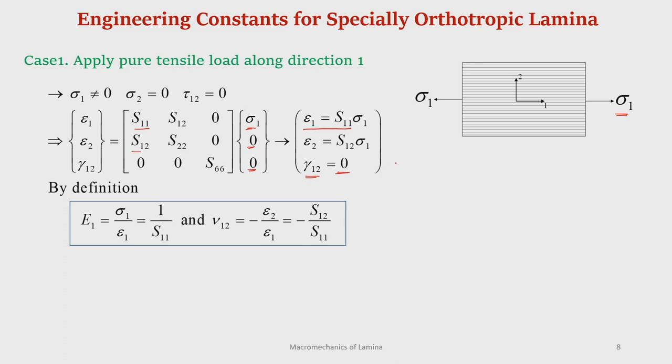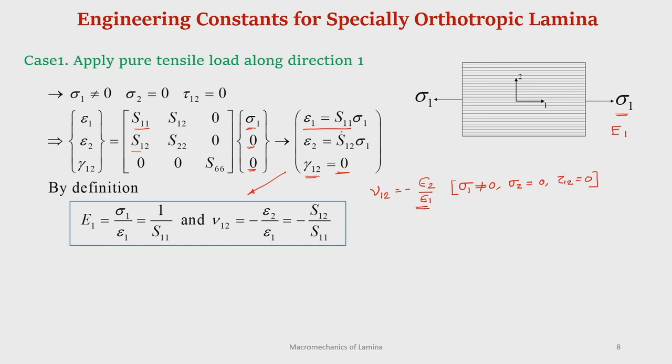Now, by definition of Young's modulus, what is the Young's modulus along 1, E1? E1 is defined as the ratio of sigma 1 by epsilon 1. We have applied sigma 1 as the stress along 1 and the corresponding strain is epsilon 1. Therefore, we can write that E1 is equal to 1 by S11. Similarly, by definition of Poisson's ratio, nu 12 is equal to minus epsilon 2 by epsilon 1 when only sigma 1 is applied, meaning sigma 2 is 0, tau 12 is 0. This is precisely the case here. Therefore, this is the epsilon 2 by epsilon 1.